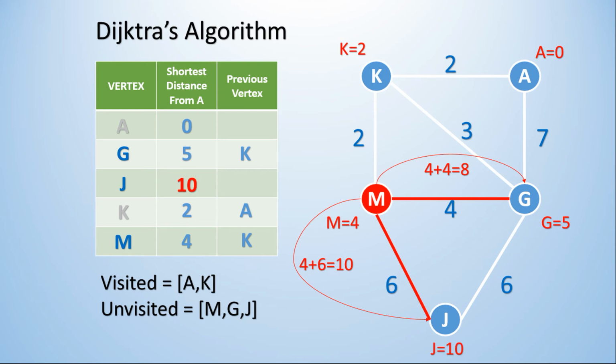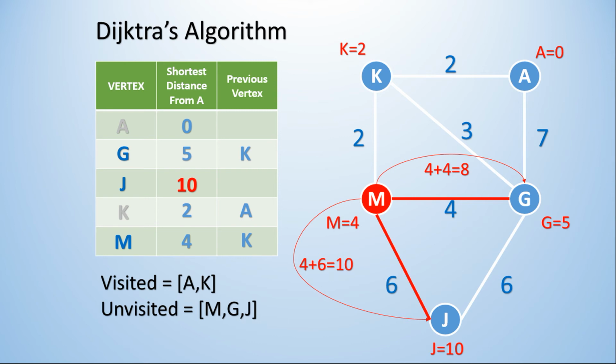Now, we don't need to update the distance of G this time. We calculated 8, but in the table, we already have a shorter path, so we leave that alone. On the other hand, the total distance to J that we calculated is 10. In the table, it's currently infinity, so we will overwrite it with the new value.